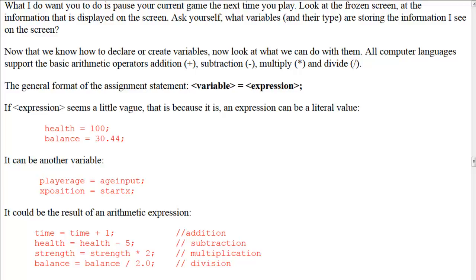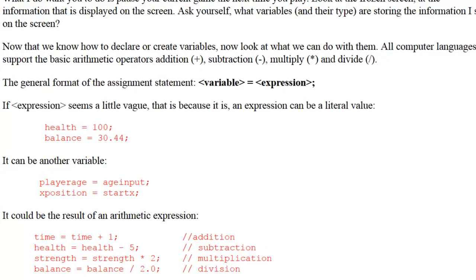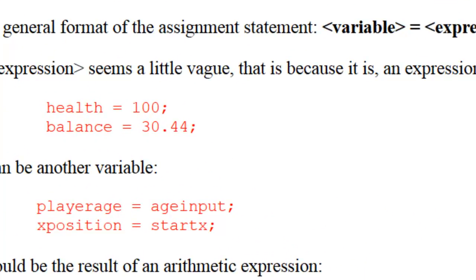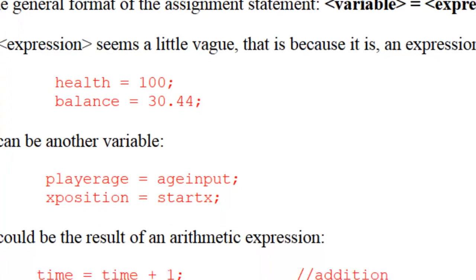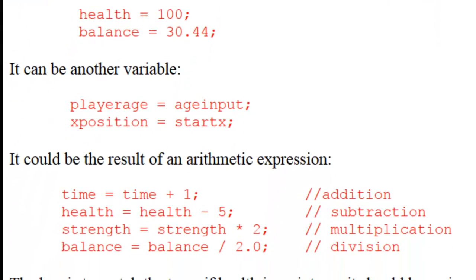If expression seems a little vague, that's because it is. An expression can be a literal value, like health equals 100, or balance equals 30.44. It could be another variable: playerAge equals ageInput, or xPosition equals startX. It could be a result of an arithmetic expression. time equals time plus 1.